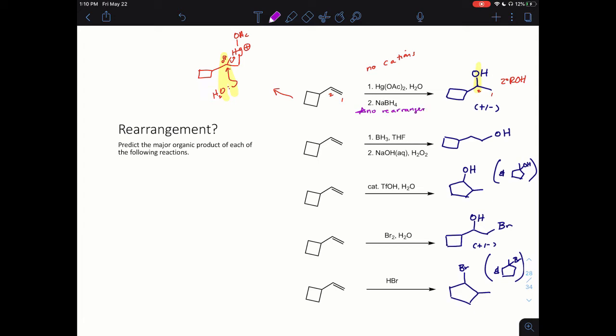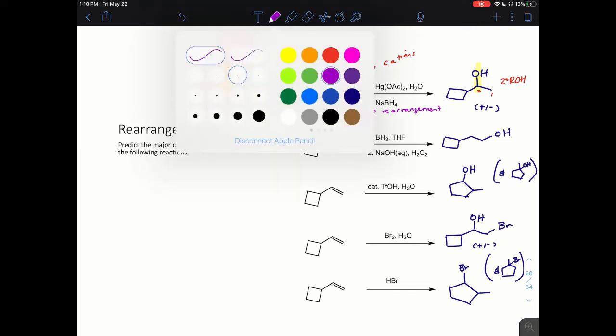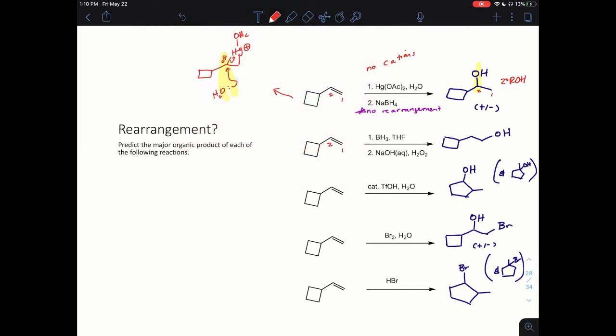Next example, there's hydroboration oxidation. What do you think? Well, we get the anti-Markovnikov product. There are no cations. So guess what? No rearrangement. Good. Now we move on to acid catalyzed hydration.